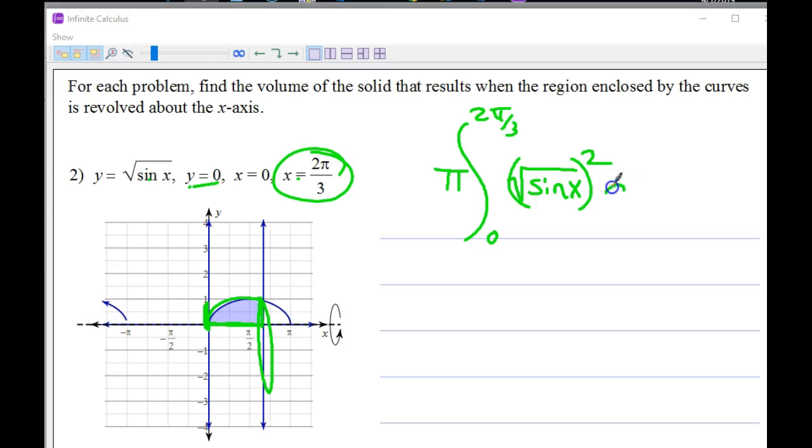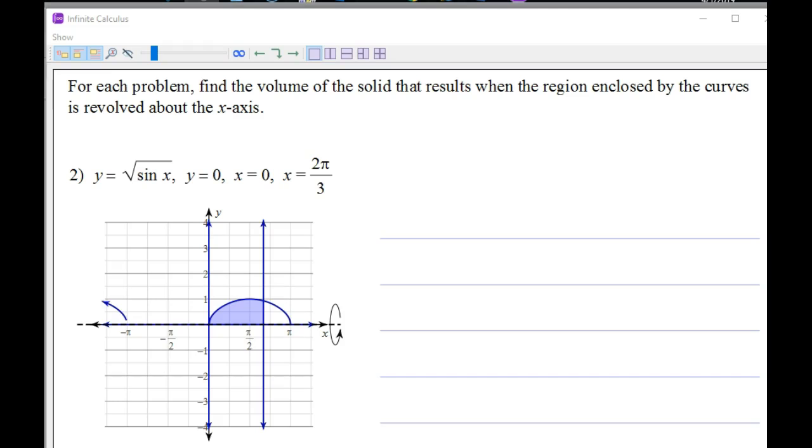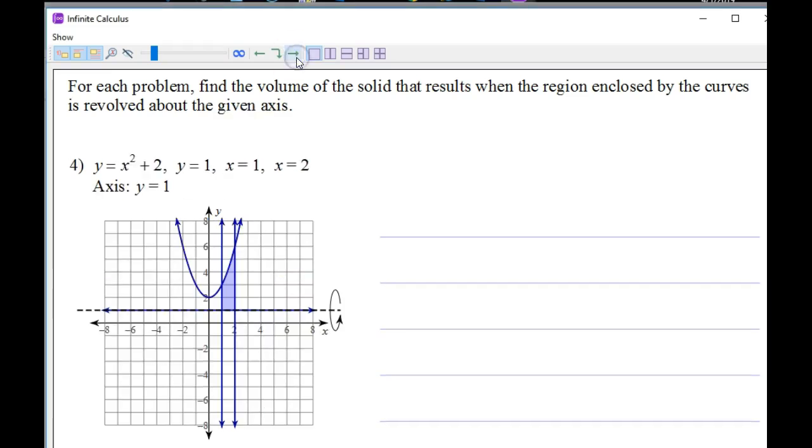And of course, we like our dx's. All right, so let's continue. Number 4. Let me solve number 4. Daniela, what is my radius on number 4 for the circle of revolution? That's the final radius because you have x squared plus 2 and you subtract from it the axis, which is 1, so you end up with x squared plus 1.